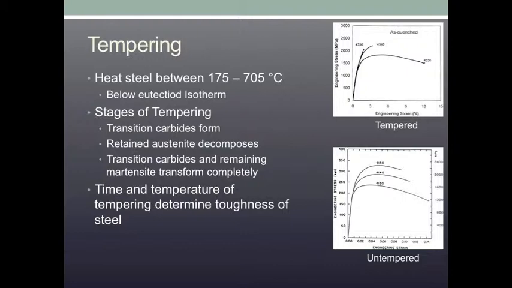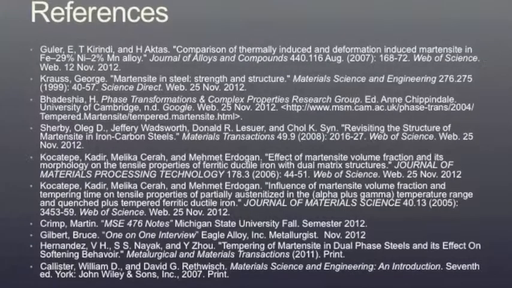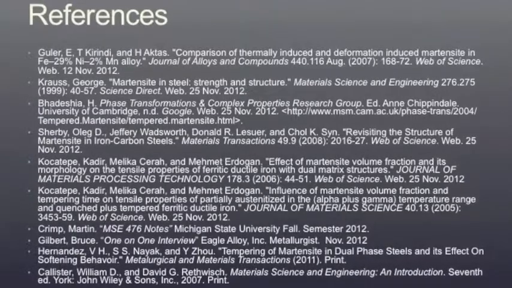This final stage takes the longest because alloys are substitution atoms, so they have a much lower diffusion rate than the interstitial carbon atoms. After the tempering process is complete, you are now left with an extremely tough steel. This concludes my presentation on the formation and tempering of martensite.